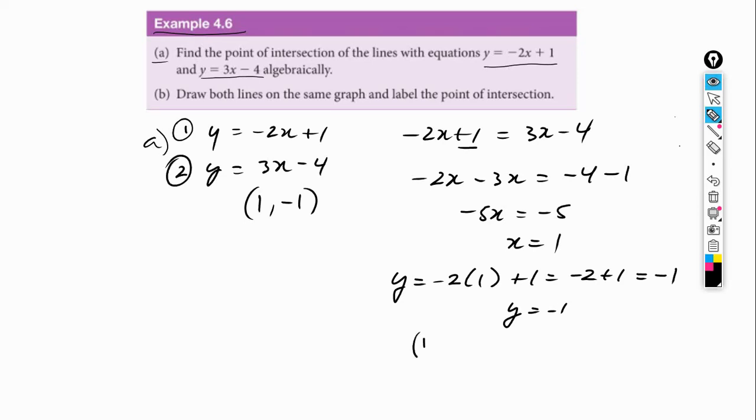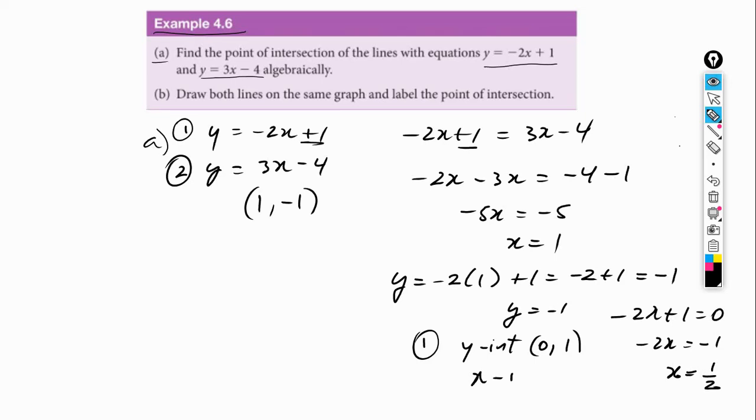Notice that for line 1, the y-intercept is already given to us, and it's 1, right? So (0, 1). How do I know? Remember that this is the slope-intercept form of the straight line, so this is the y-intercept. And for the x-intercept, we set negative 2x plus 1 equal to 0 and solve for x. So minus 2x equals negative 1, so the x-intercept is 1/2, comma 0. With this, we can draw line 1.